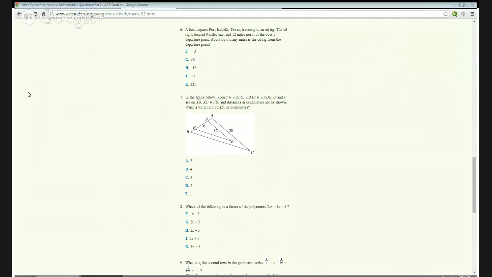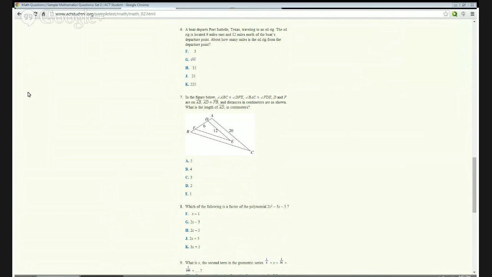Okay, in the figure below, angle ABC is congruent to DFE. BAC is congruent to FDE. D and F are on AB, and AD is congruent to FB. The distances in centimeters are as shown. What is the length of AD in centimeters? So all they're asking us here, what all that information tells us is that these two triangles here are similar triangles. So we can set up ratios to help us solve.